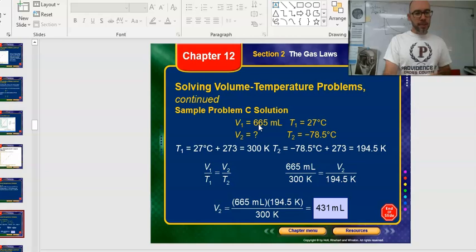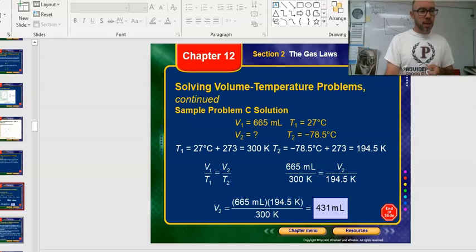Volume 1 was big, temperature 1, and then we dropped the temperature. Anyway, so the temperature drops, so the volume should drop as well. If you get an answer that's bigger than 665, or you get an answer that's negative, you definitely did something wrong. And you should think about that a little bit.